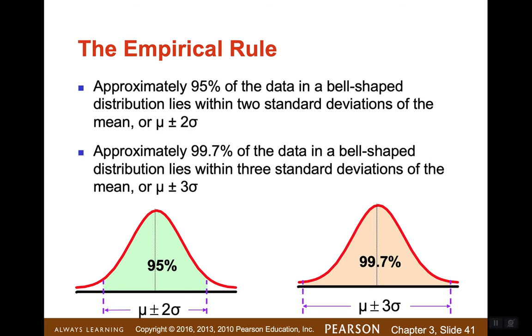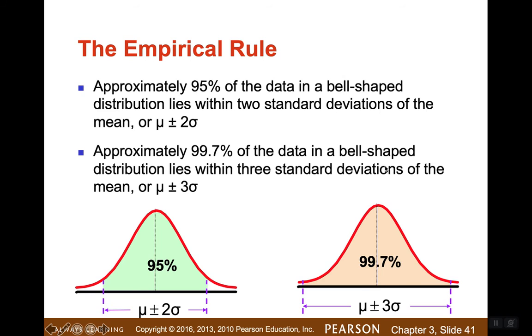Furthermore, we can say that 95% of the data, once again if we have a bell-shaped curve, 95% of the distribution lies within two standard deviations of the mean, or mu plus or minus two standard deviations. And third, 99.7% of the data in a bell-shaped distribution lies within three standard deviations of the mean.